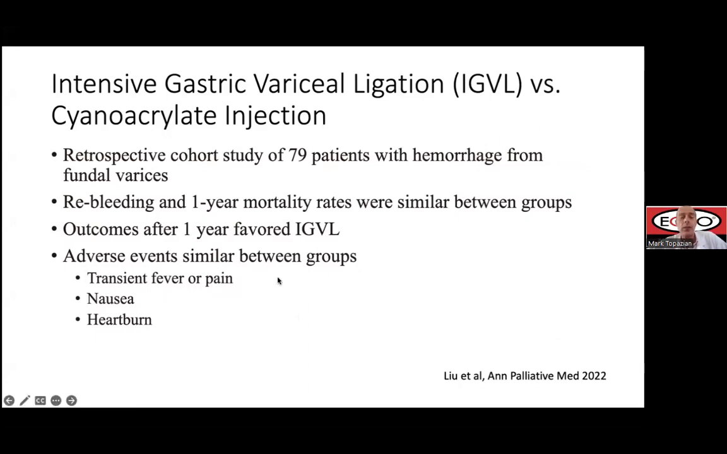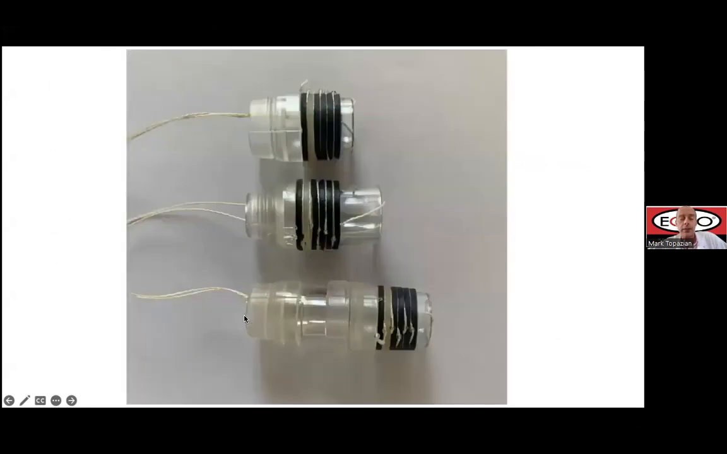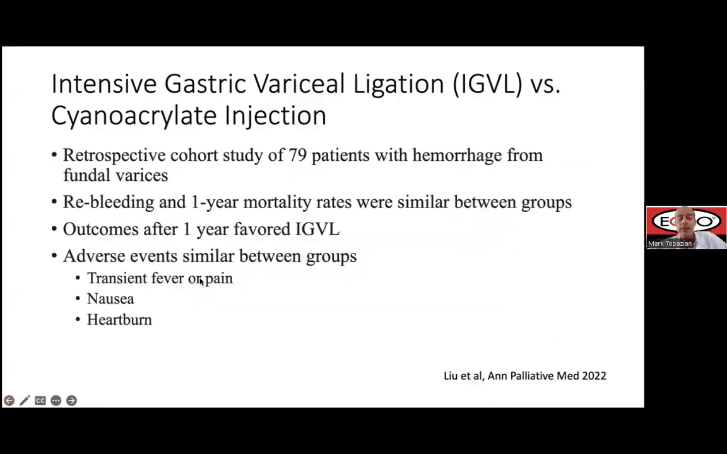The rebleeding and 1 year mortality rates were similar between groups who got cyanoacrylate and those who got this intensive variceal ligation. But the outcomes after 1 year favored the ligation group, actually. And the adverse events were similar between groups. They were transient fever or pain, nausea, heartburn, none of these requiring intervention.